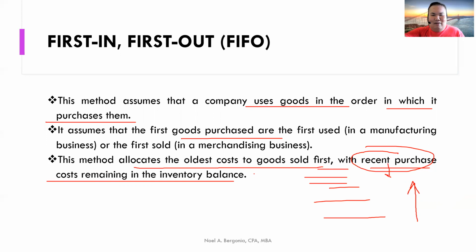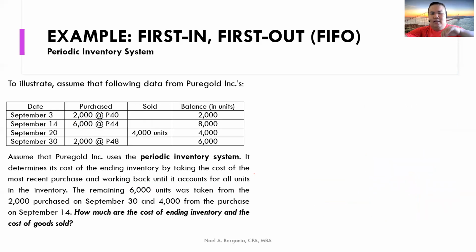So let's find out now how this first in, first out is computed for the ending inventory and our cost of goods sold. Using the same example again, I will not read the table anymore since it is the same table as in the specific identification for Pure Gold Incorporated. Assume that Pure Gold Incorporated is using the periodic inventory system. Remember the periodic inventory system from our previous discussion: we use purchases, purchases discount, freight in, and we typically use physical count. To continue, it determines the cost of the ending inventory by taking the cost of the most recent purchases, as mentioned kanina, and working back until all units in the inventory are accounted for.